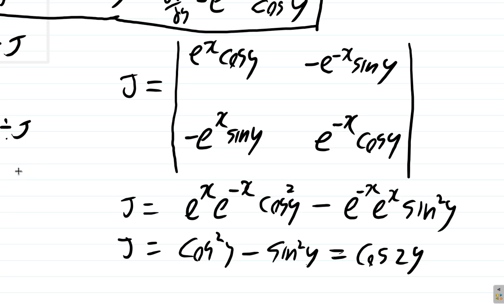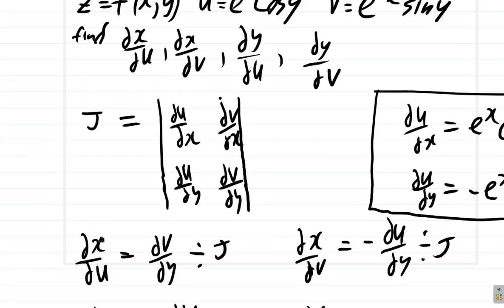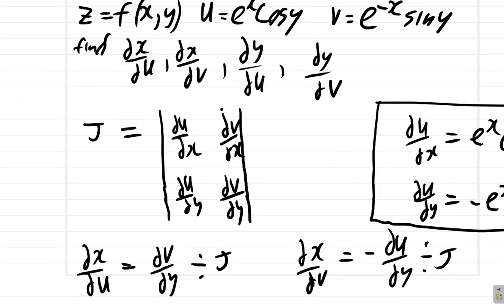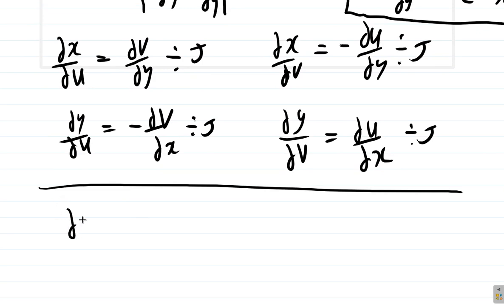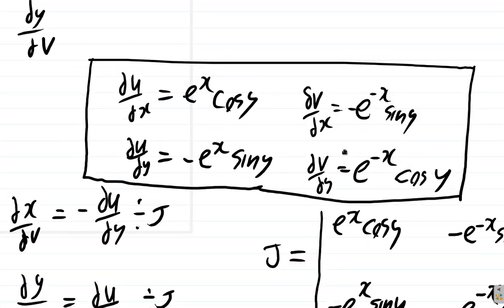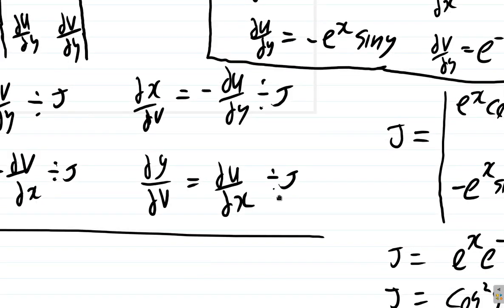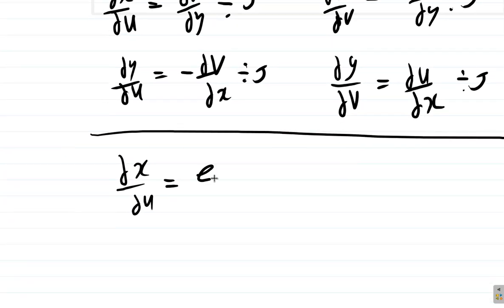Alright? Now, given that the Jacobian is the cosine of 2y, we need to find delta x by delta u, which is one of the results we want here. So delta x by delta u. Results now. Delta x by delta u is equal to delta v by delta y. What's delta v by delta y again? It is e to negative x cos y. Alright? So it is e to the negative x cos y divided by the Jacobian.